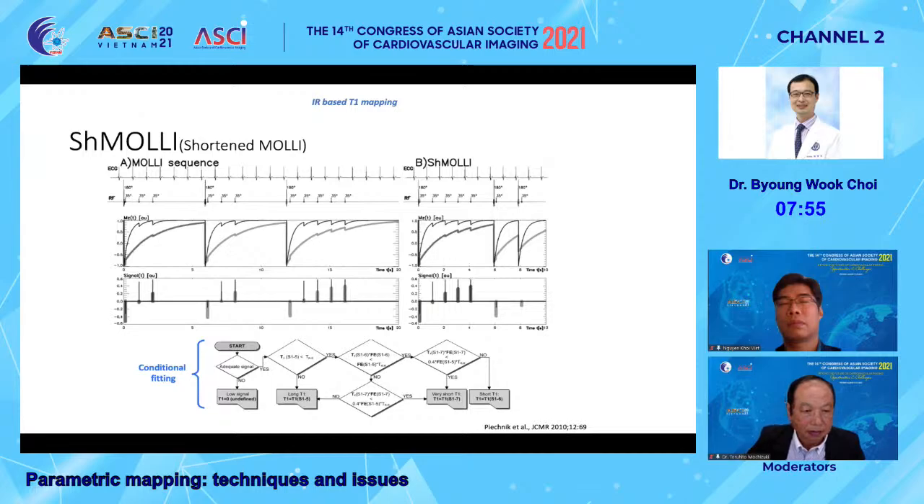Conditional fitting is a smart concept, but it is quite complex. Shortened MOLLI with 7 samples might exhibit increased variability because of the insufficient number of images for T1 curve fitting. Reduced precision with the shortened MOLLI is considered a trade-off for reduced scan time and threshold requirement.